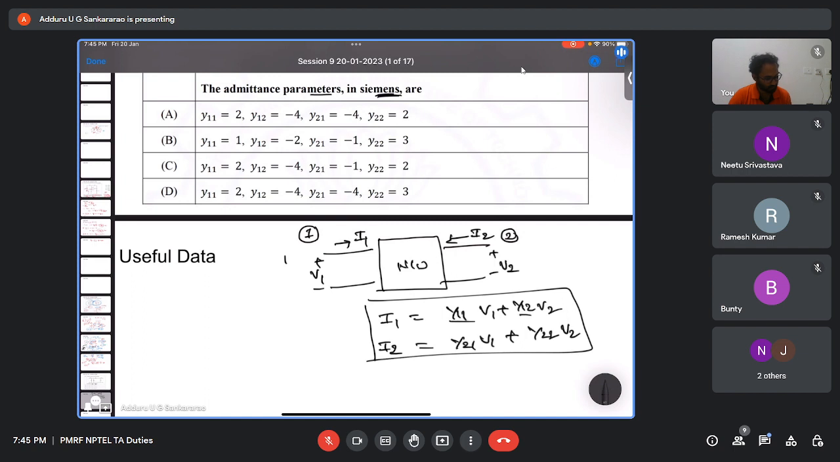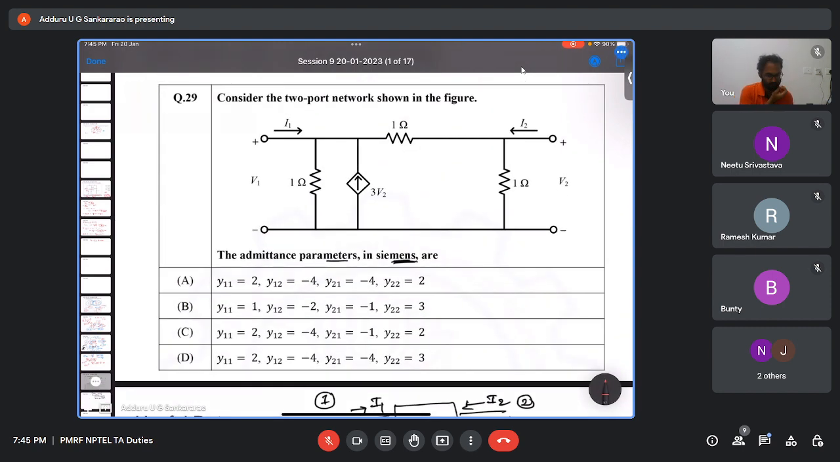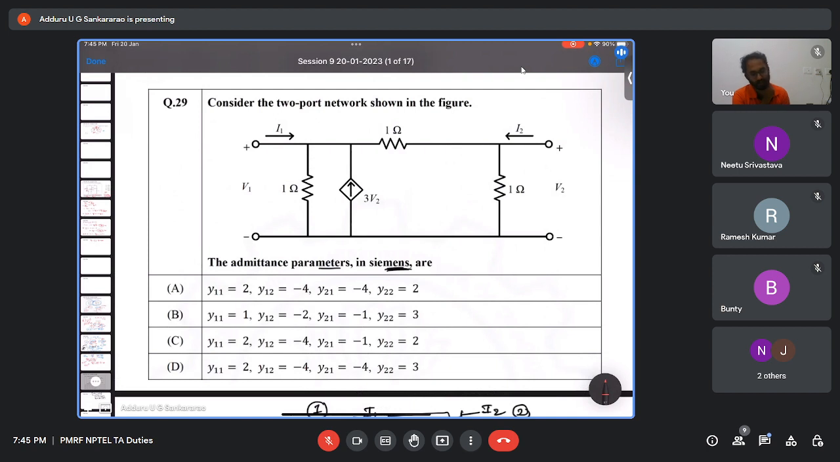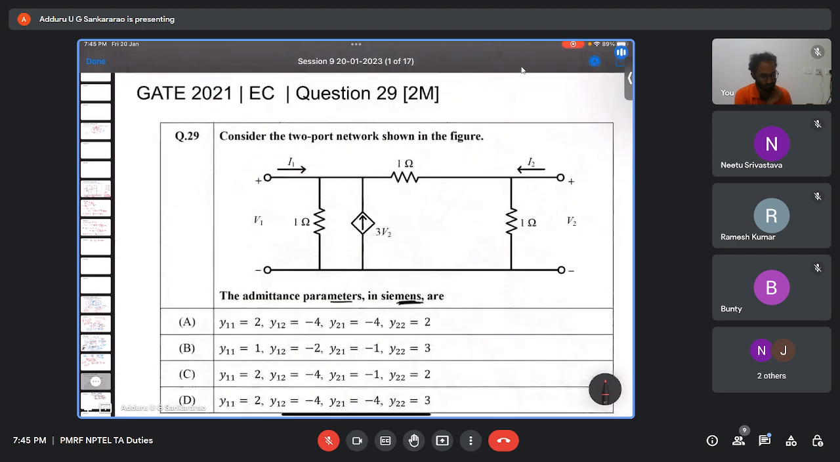Y11, Y12, Y21, Y22 are called the admittance parameters. So for this circuit given here, we need to find out the admittance parameters. If somehow we can express this circuit using KVL or KCL in this form, we can easily find out the admittance parameters, right?